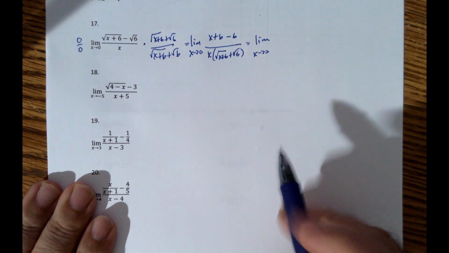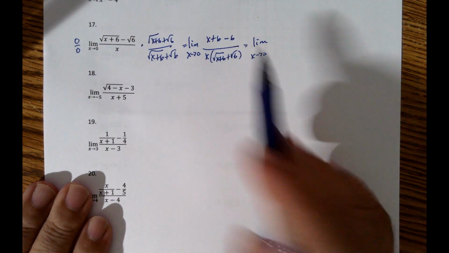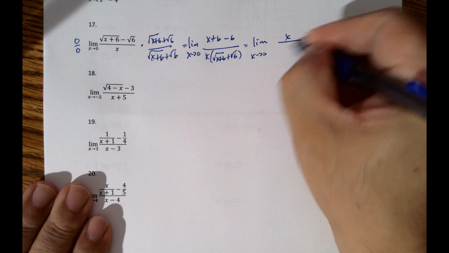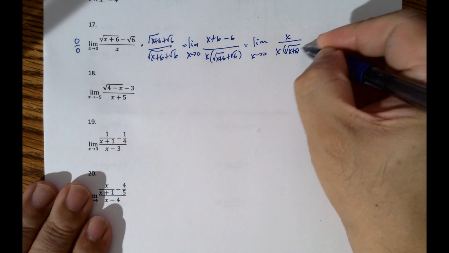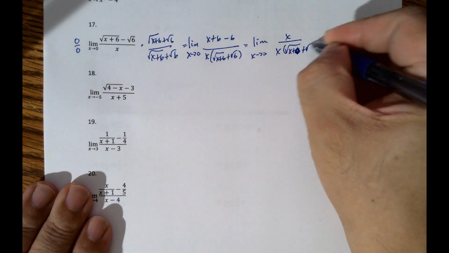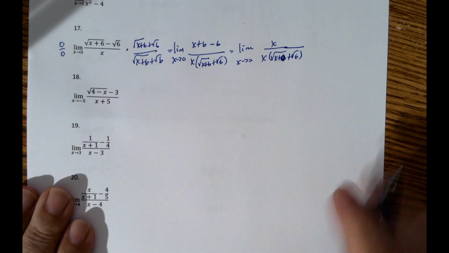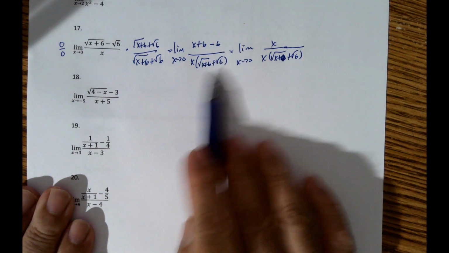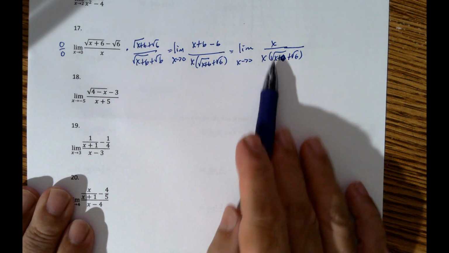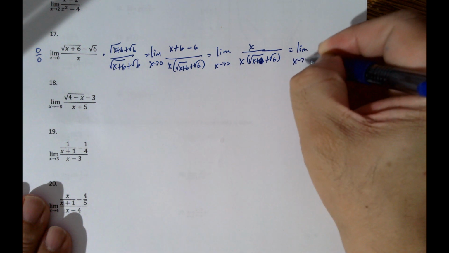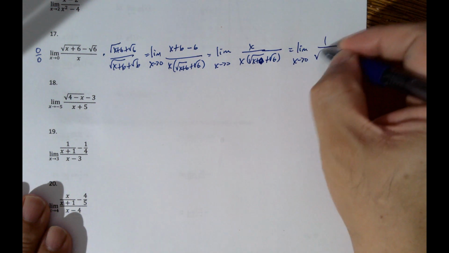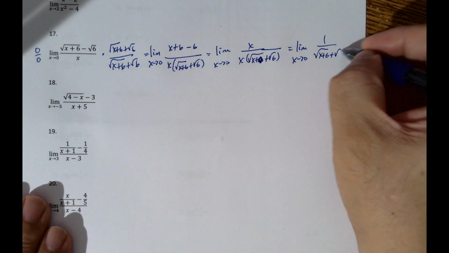Alright, so what happens there? I'm going to do some simplifying. 6 minus 6 is 0. So that's x over x times the square root of x plus 6 plus the square root of 6. All I did was copy the denominator. Now the x is reduced. So that's 1 over square root of x plus 6 plus the square root of 6.